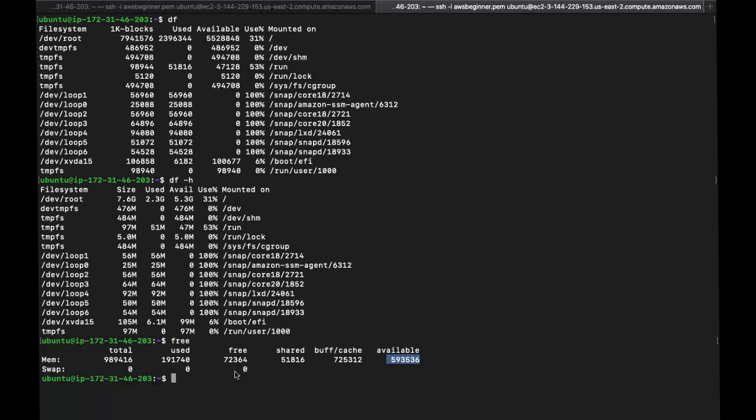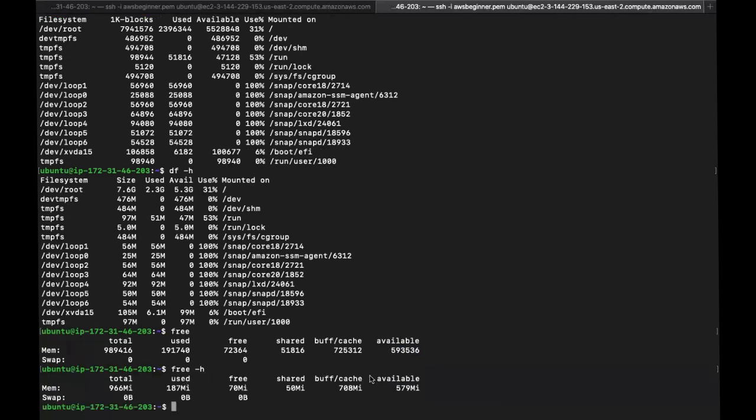As well, you can do free -h to make it more human readable. So I mean, this is just telling me this is 579 megabytes, and then we have a total size of 999 megabytes, right?